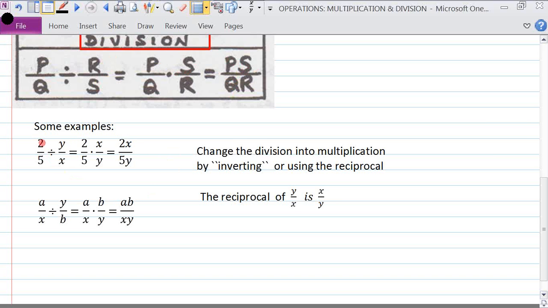over qr. So 2/5 divided by y over x is 2/5 multiplied by x over y. I flip this, or took the reciprocal, or inverted, and now I have 2x over 5y. Here I have a over x divided by y over b. I keep the first one the same, and I invert this one, so this goes up and this goes down, and I get ab over xy.